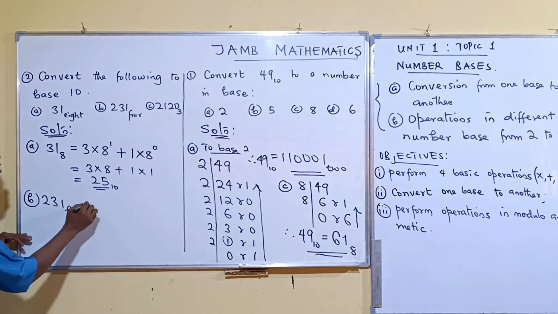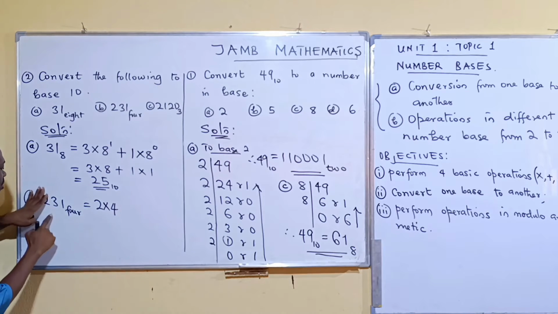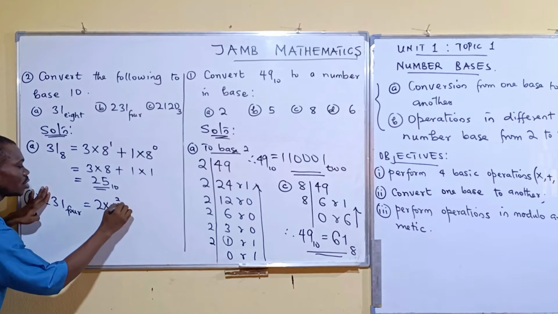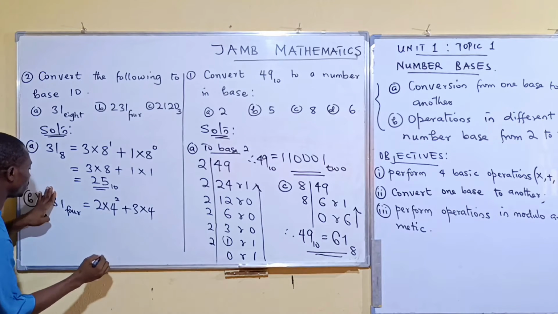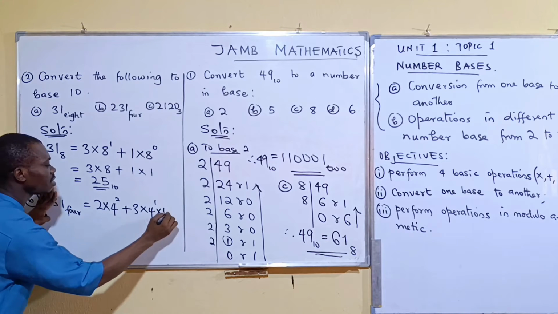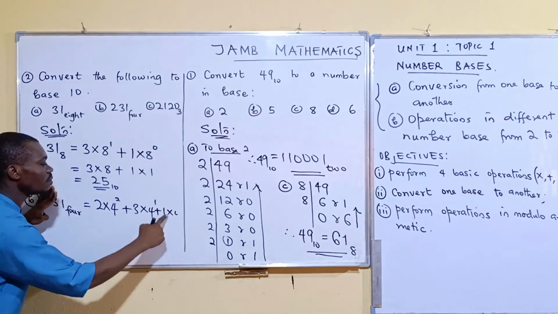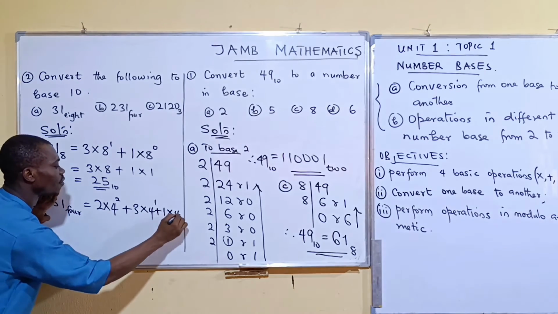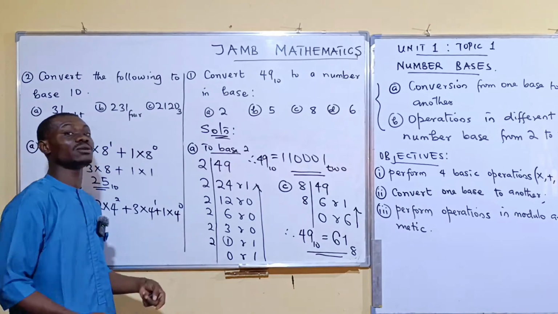So the same thing, pick your 2, multiply by the base, then you raise to the power of 2, then plus pick your 3, multiply by the base, raise to the power of 1, then plus pick your 1, sorry, this should be addition, not multiplication. Pick your 1, multiply by 4, raise to the power of 0. So you just keep going until you get down to 0.